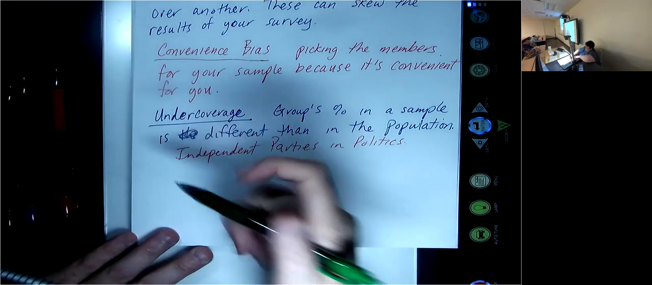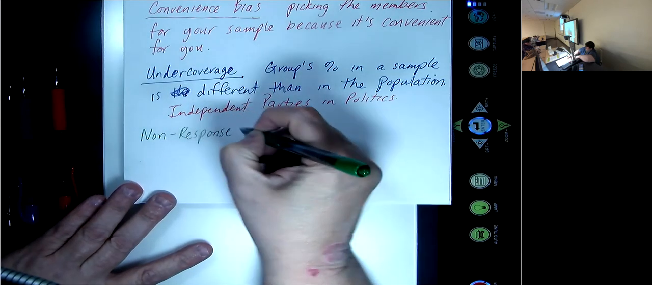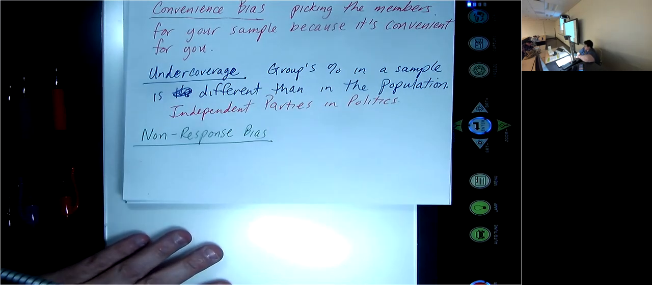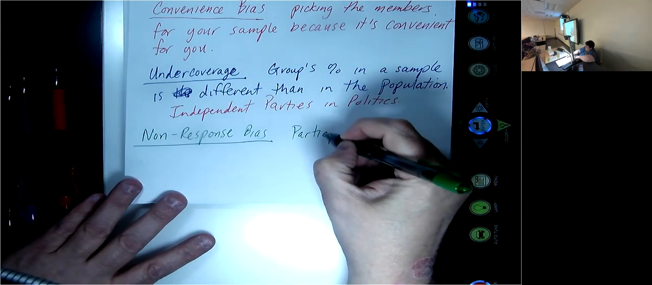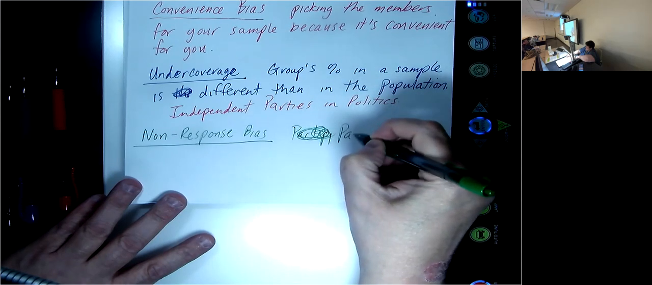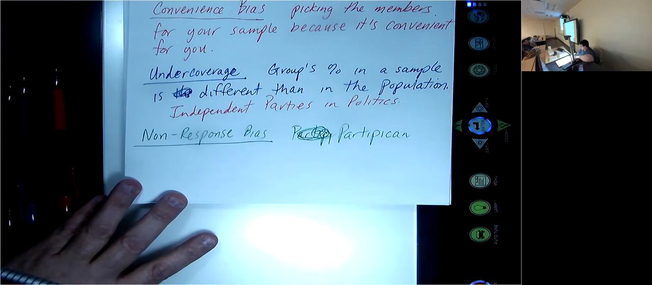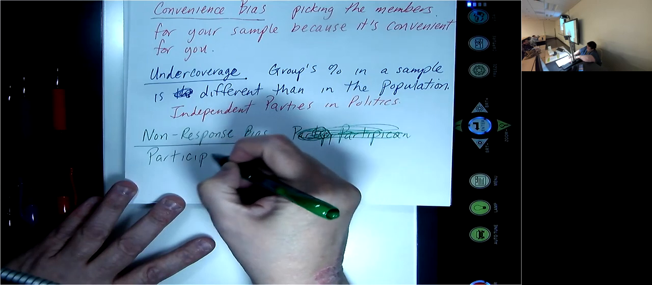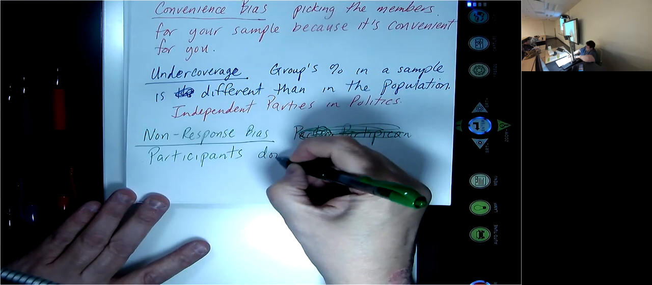We've got the non-response bias. Participants don't respond. If I could spell it, this would go a lot better. I'm messing it up still. That doesn't look right either. There we go. Participants, like pants, trousers. Participants don't respond.